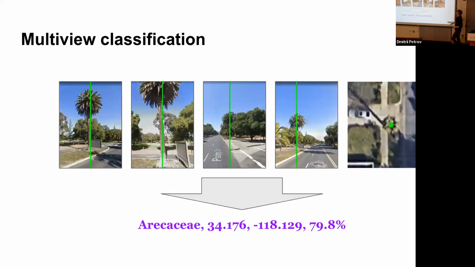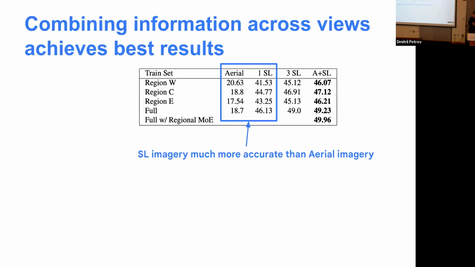Okay, so then moving beyond this question of what is the right training data, we also were exploring how to actually categorize things across these different modalities and these different views. So multiple street level views and from the air. And what we found is that combining information across views does get us the best results. But it's also quite interesting when you're thinking about data value. You can see that predicting from aerial data alone is just a really hard task. And with street level data, even just predicting from a single street level image, you basically double performance.